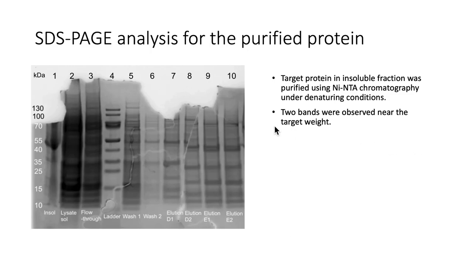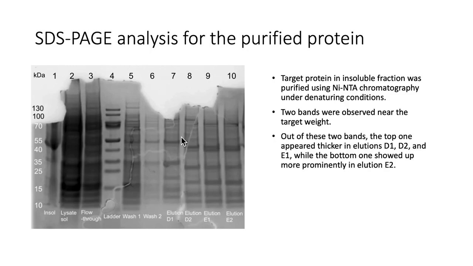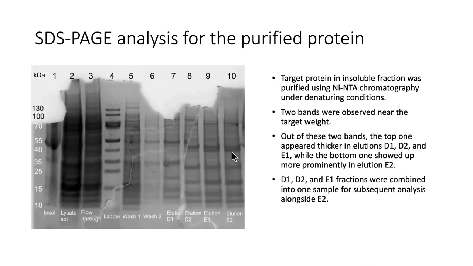We observed two bands near the target weight in the elution fractions, as you can see here. Out of these two bands, the top one looked slightly thicker in elution D1, D2, and E1, and the bottom band looked slightly thicker in elution E2. Since we were not sure which band had our target protein, we decided to combine D1, D2, and E1 elution into one sample, and we analyzed this alongside E2 in the next steps.